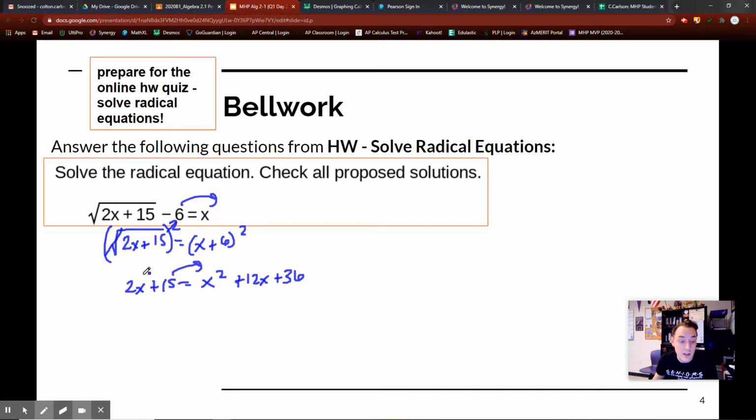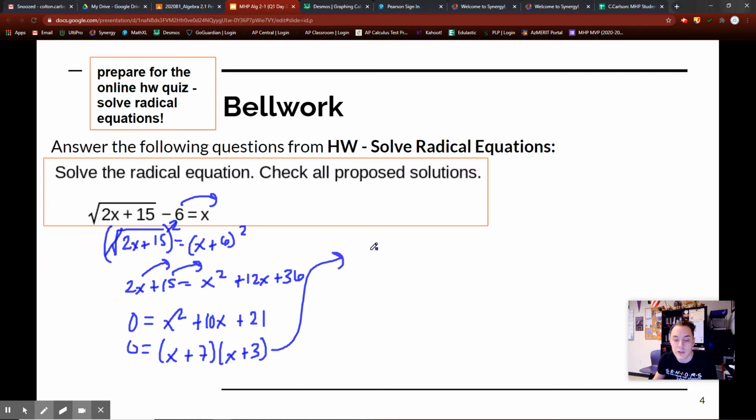I'm going to subtract this stuff over because it's just like a quadratic. The inverse of a radical is a quadratic. I need to solve it like a quadratic, which means I need to set it equal to 0 on one side. So this is x squared, minus the 2x over, so that's going to be plus 10x, minus the 15 over, so that's going to be 21. Factors of 21 that somehow, some way add up to 10. So this is going to be x plus 7 and then x plus 3. Of course, this is equal to 0, which means my actual answers are x equals -7 and -3.